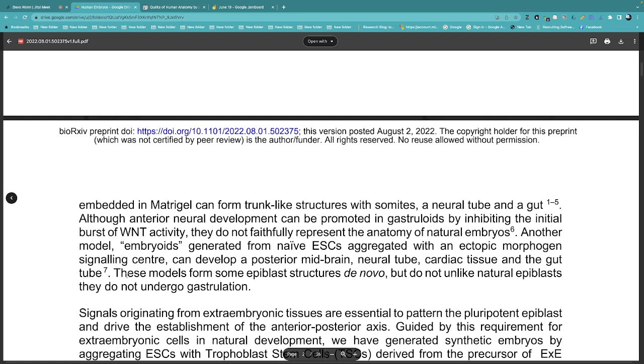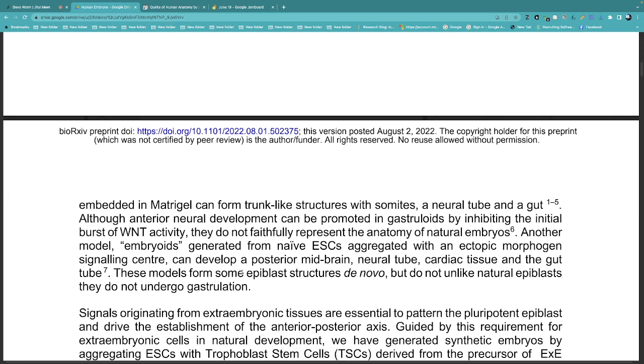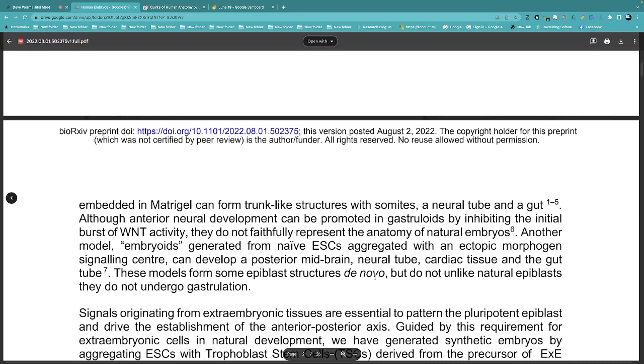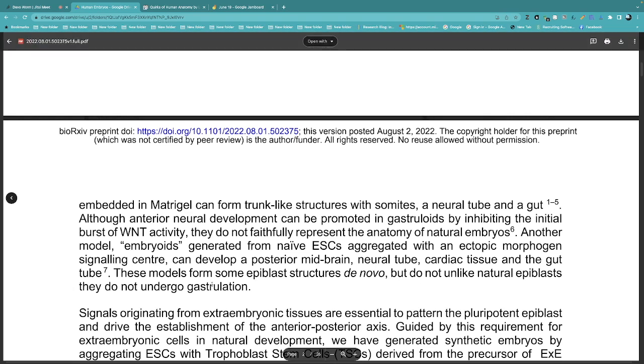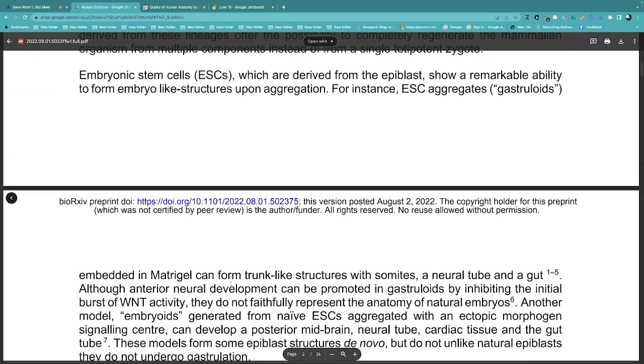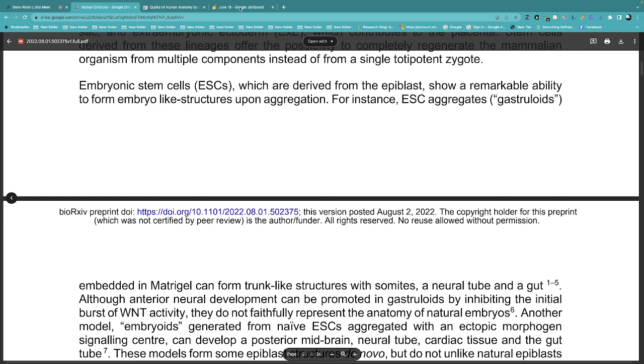You can build embryoid models, which go beyond the gastroloid model to develop some of these tissues. These models form some epiblast structures de novo, meaning that they do this within the model. You don't need to really induce them. But unlike natural epiblasts, they do not undergo gastrulation. So you have these different types of models.